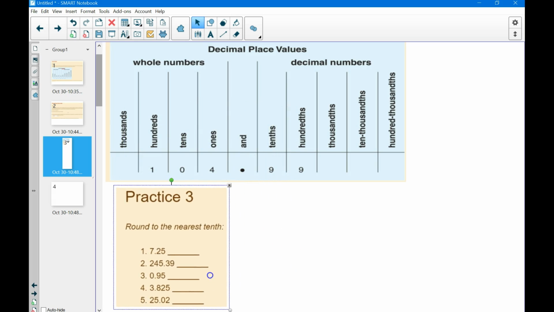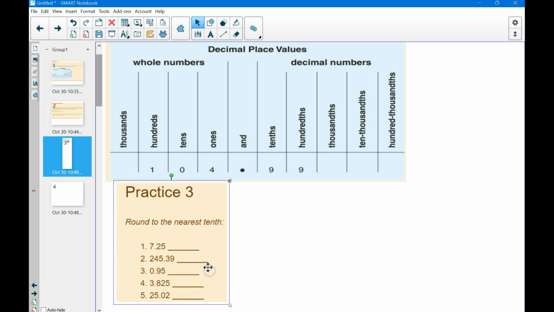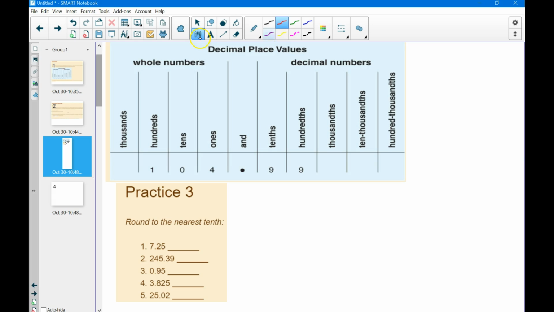So we're rounding off to the nearest tenth in the first one. Where are we rounding off to? What number? Any ideas? 7.25 to the nearest tenth.